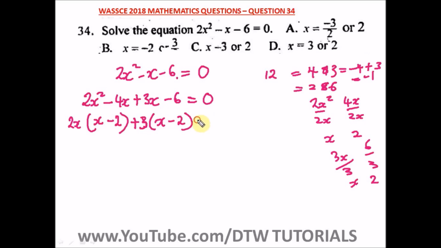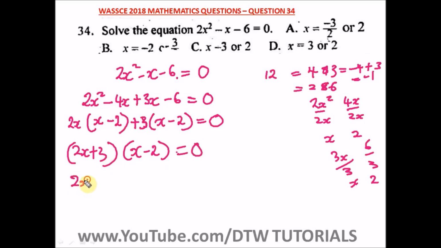So equal to 0. Since we have a common term now, we'll just bring this out. So we take 2x. Since we factorize this out, let's bring the common term here. So we have 2x plus 3, all in brackets, then bracket x minus 2 is equal to 0. So here we have 2x plus 3 equal to 0, and x minus 2 is equal to 0.